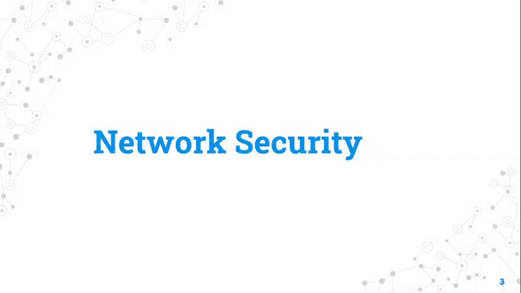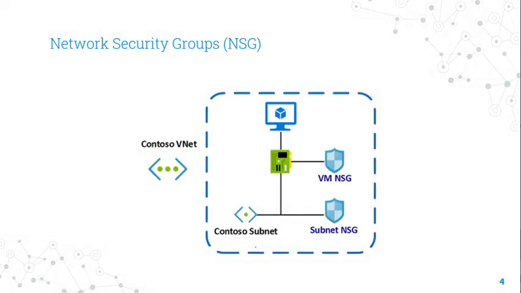Network Security. Network Security Group. Network traffic can be filtered to and from Azure resources in an Azure Virtual Network with a Network Security Group. A Network Security Group contains security rules that allow or deny inbound network traffic to or outbound network traffic from several types of Azure resources.